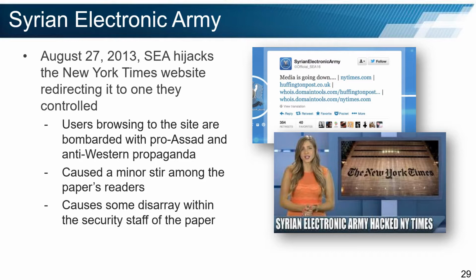In another high-profile cyber attack, the SEA managed to poison DNS records and redirect the websites of the New York Times and the British version of the Huffington Post. Users browsing these websites were instead presented with pro-Assad, anti-Western propaganda. This proved a minor annoyance to some readers and caused a stir among the paper's security staffs, but otherwise had little effect.